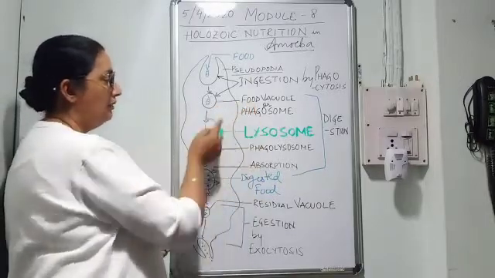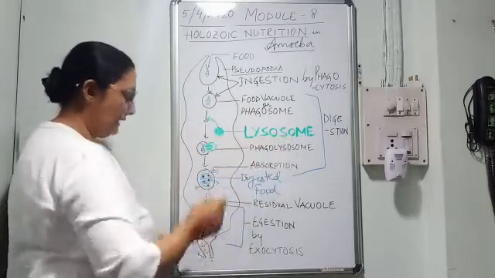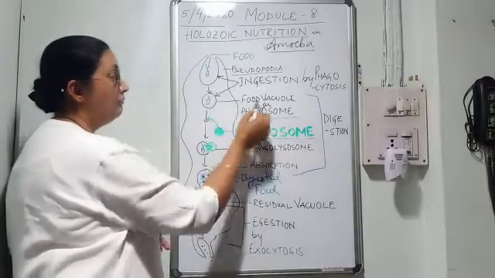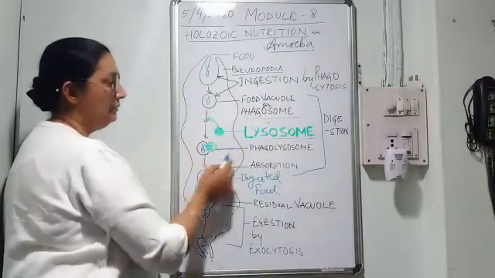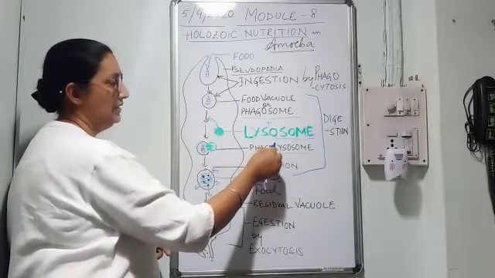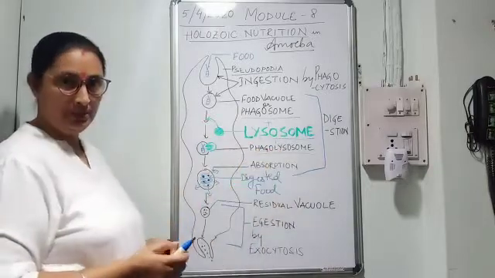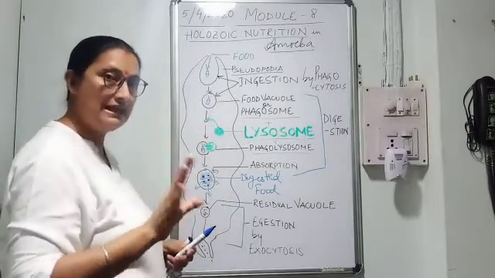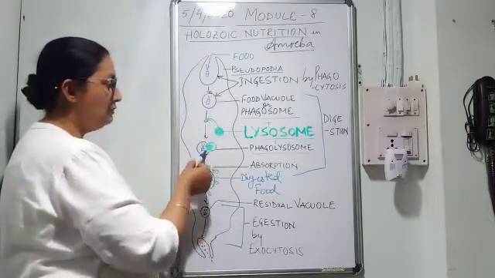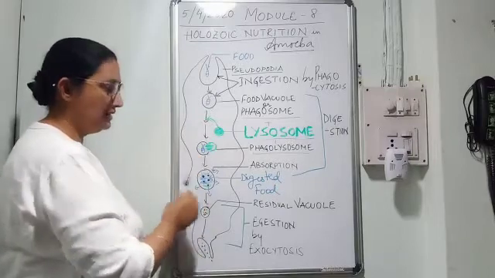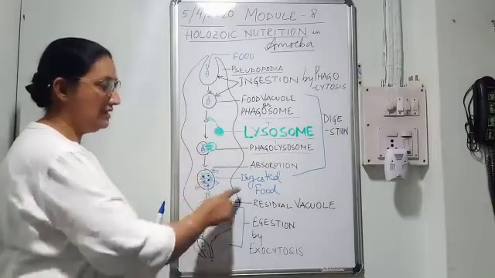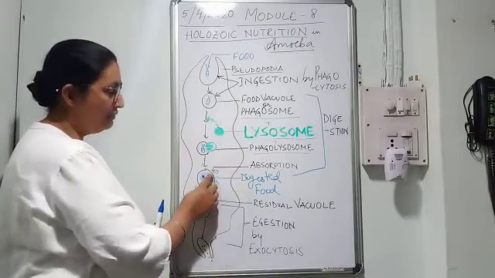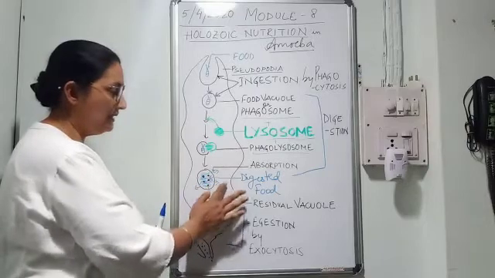So food vacuole is joined by lysosome. You know that lysosome is the digestive bag of your body. So food vacuole plus lysosome becomes phagolysosome. Lysosome has digestive enzymes, so the digestive enzymes spill over the food and the food is digested. This blue shade and this blue wavy line is the digested food, which is absorbed from the surface of the food vacuole into the cell cytoplasm.